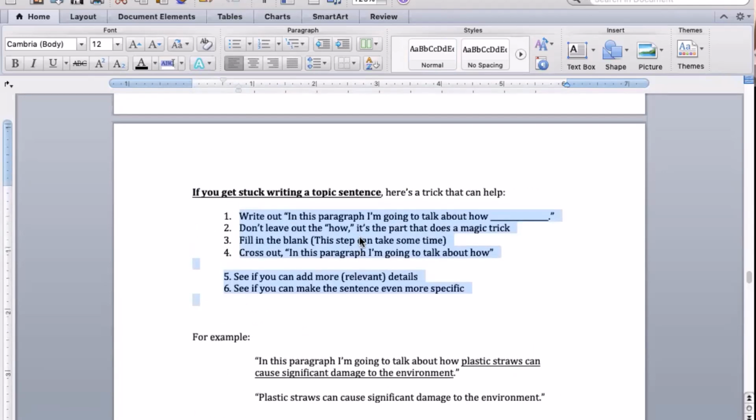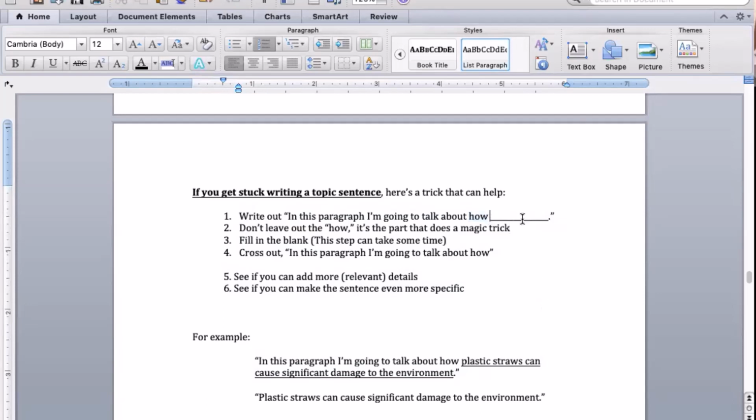That said, let's start. So, paint by numbers, getting unstuck if you're struggling with a topic sentence. This is one of my favorite things to do with students: if it's ever trouble getting the topic sentence down on the page, literally write out, in this paragraph, I'm going to talk about how. I did this once with a student, and what we came up with was, in this paragraph, I'm going to talk about how plastic straws can cause significant damage to the environment. And sure enough, that's a pretty good starting topic sentence: plastic straws can cause significant damage to the environment. If you're ever doing this at home, the part that does a magic trick is that word how. That's what tricks the brain into accidentally writing a topic sentence, or something pretty close to the beginning of one.